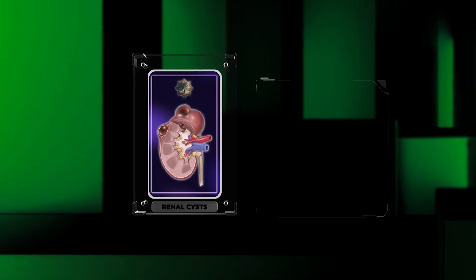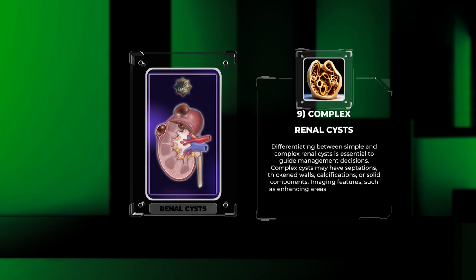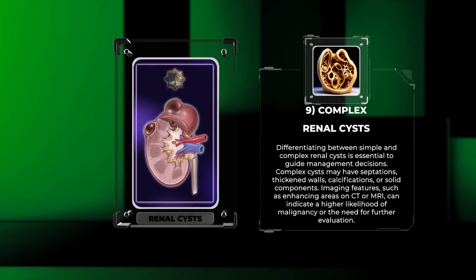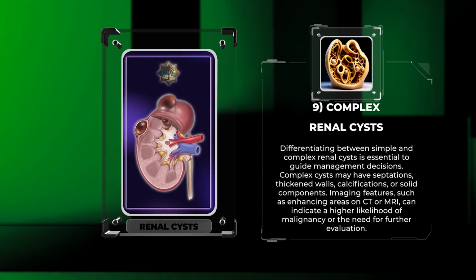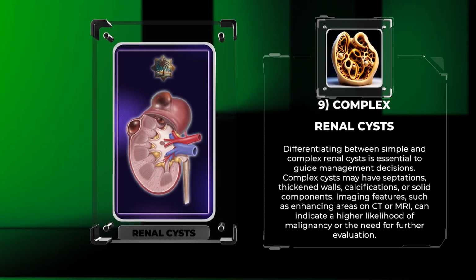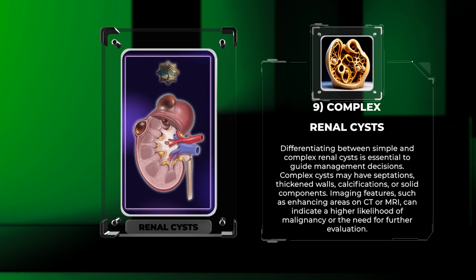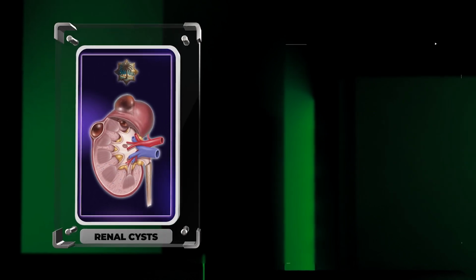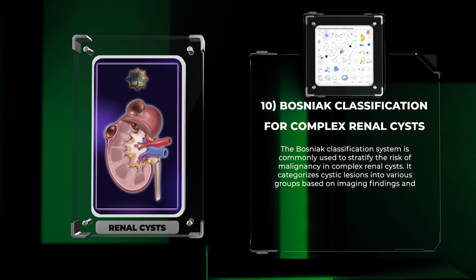Differentiating between simple and complex renal cysts is essential to guide management decisions. Complex cysts may have septations, thickened walls, calcifications, or solid components. Imaging features, such as enhancing areas on CT or MRI, can indicate a higher likelihood of malignancy or the need for further evaluation. The Bosniak classification system is commonly used to stratify the risk of malignancy in complex renal cysts.